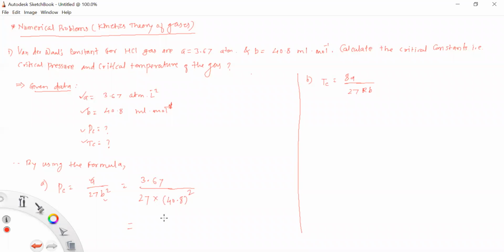Okay, I have already calculated this one, and the value comes to 81 atmospheric pressure. So the PC is 81 atmospheric pressure. This is your critical pressure. We can calculate it with the help of this formula.